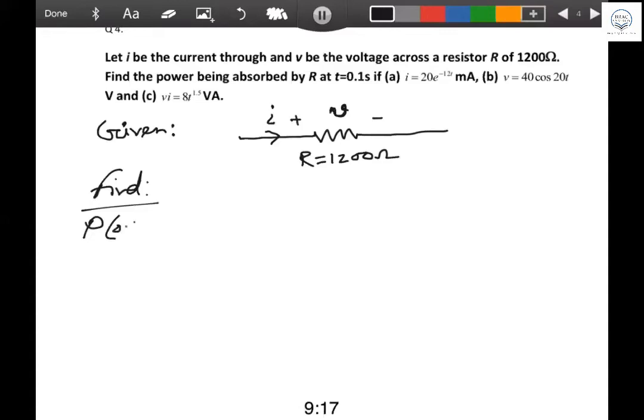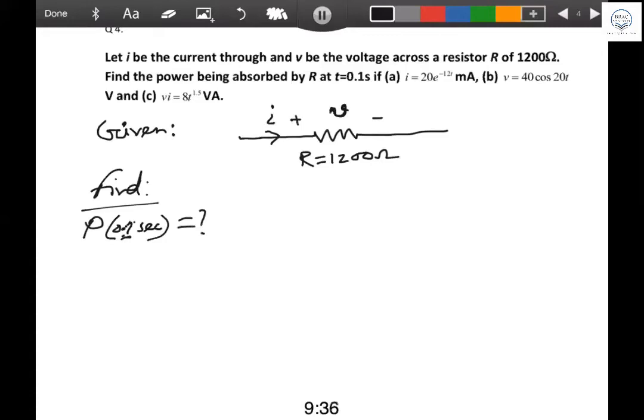At 0.1 second, what is the power? You have to find it at 0.1 second, because it is a time-varying case. With time, it is changing. So when time is 0.5, then what is the power? That's what you have to find for each case.